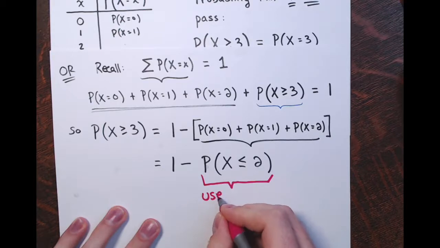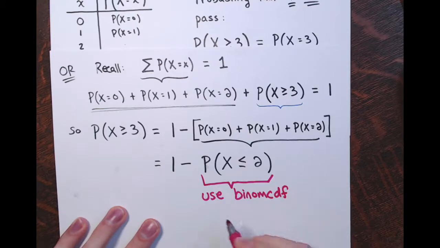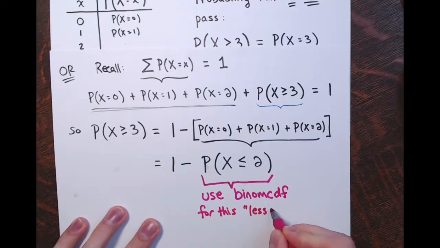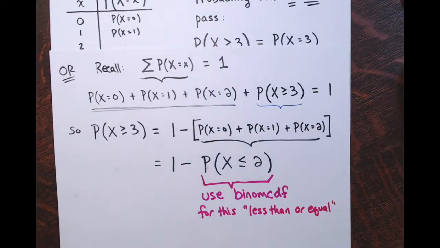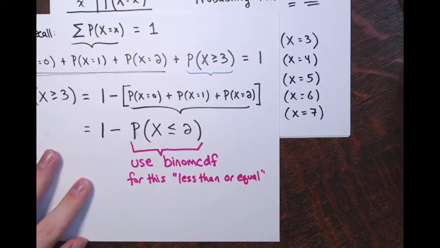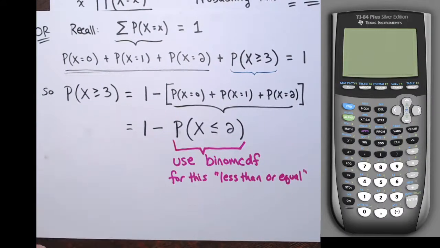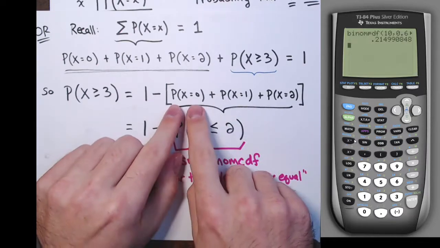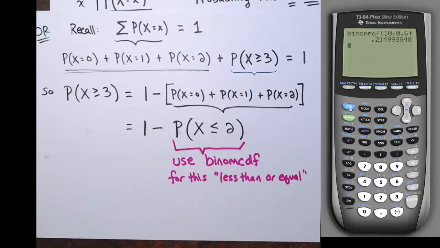You can use that binomial CDF for this less than or equal to probability. And let me show you. So pull up the calculator. Now the long way would be using that binomial PDF. Say I want the probability of 0 successes plus 1 plus 2. Right? So I could do this.